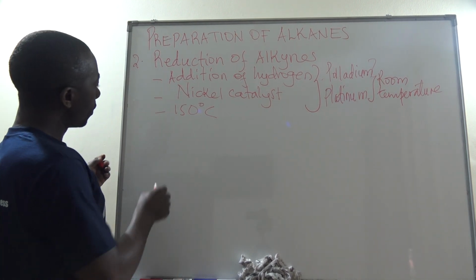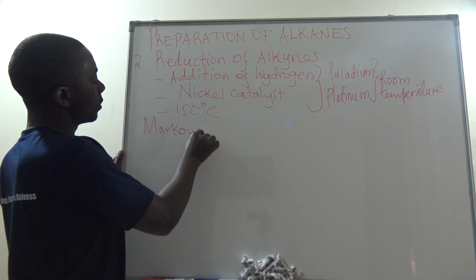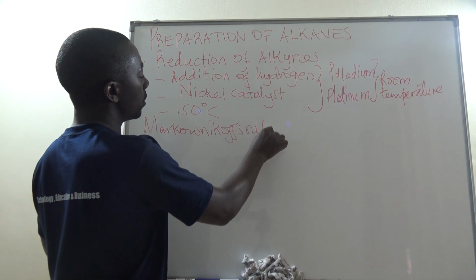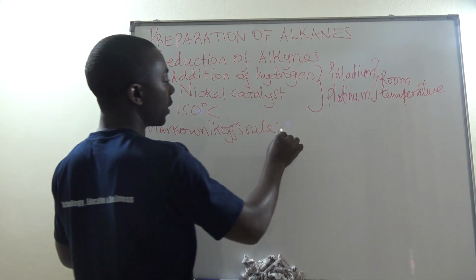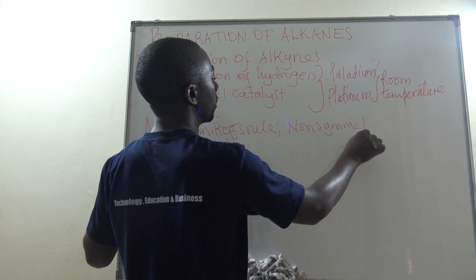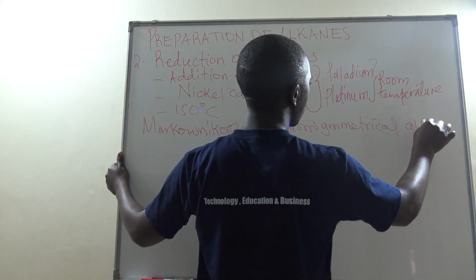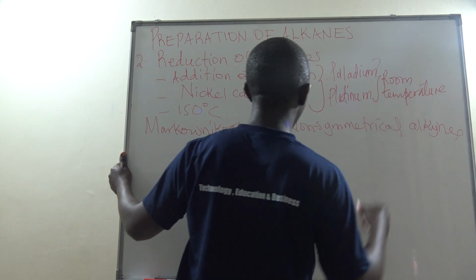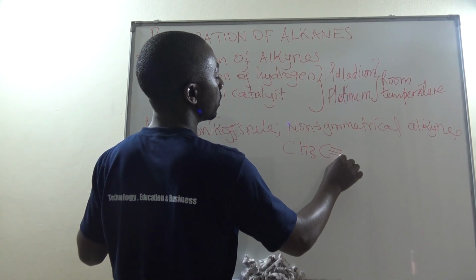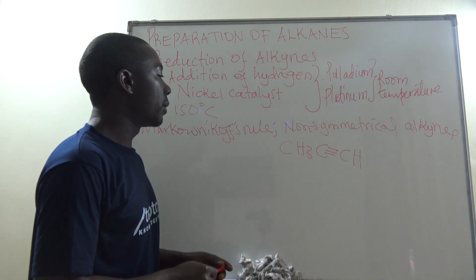Now, we still talked about Markovnikov's rule. Markovnikov's rule is still very valid for as long as we're looking at non-symmetrical alkynes. And the non-symmetrical alkynes, this could be one of the examples. That is one example of a non-symmetrical alkyne.